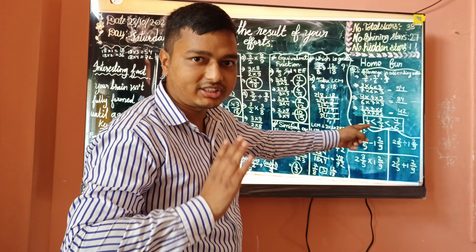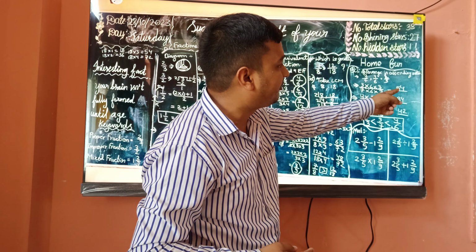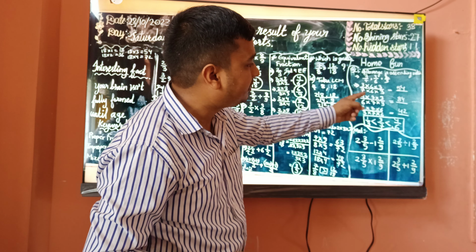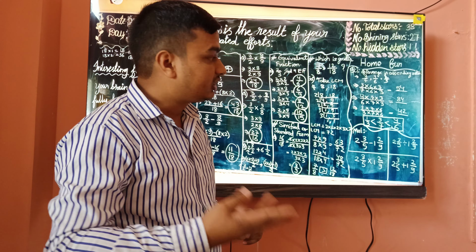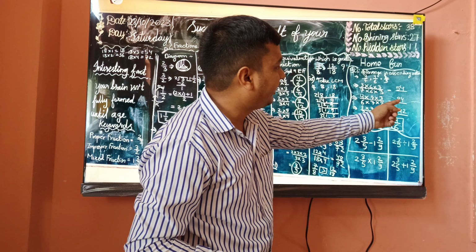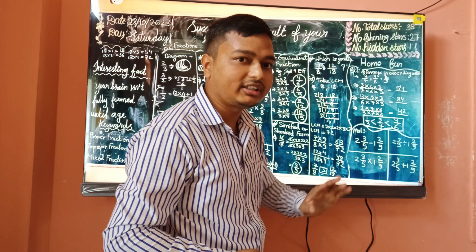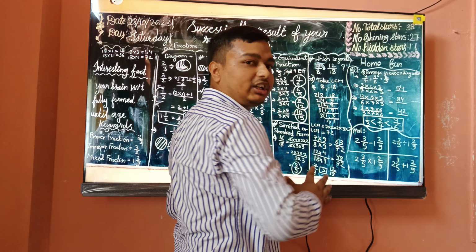So 1 by 3 I will write first. Second, which one is the smallest? That is 54. What is the fraction of 54? 3 by 7. Yes, I will write it second. Third, which one is it? Sorry, 84. What is the fraction? 4 by 6. 4 by 6 I have written. So this is the proper order to write in ascending order.